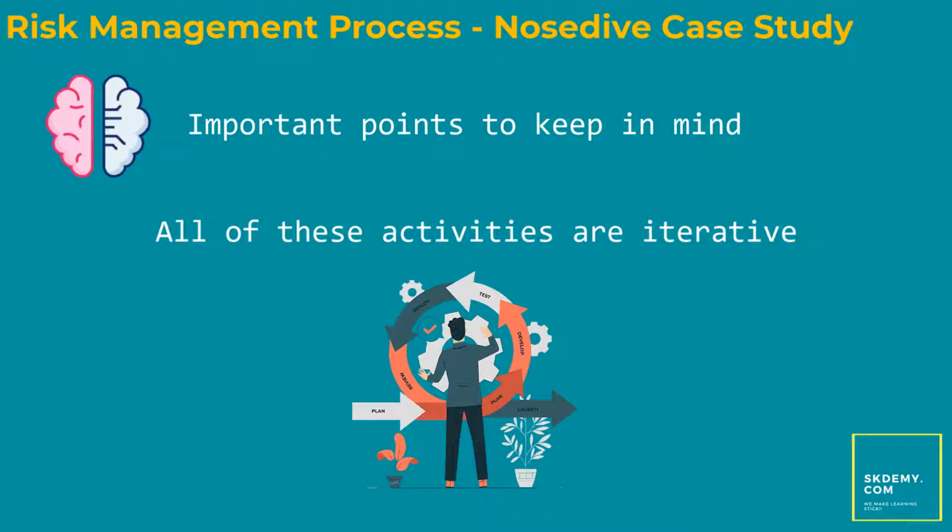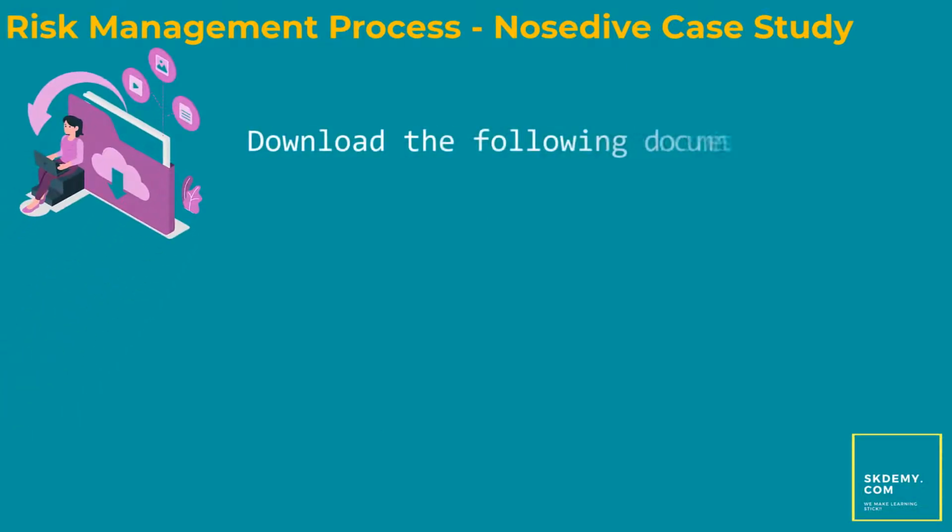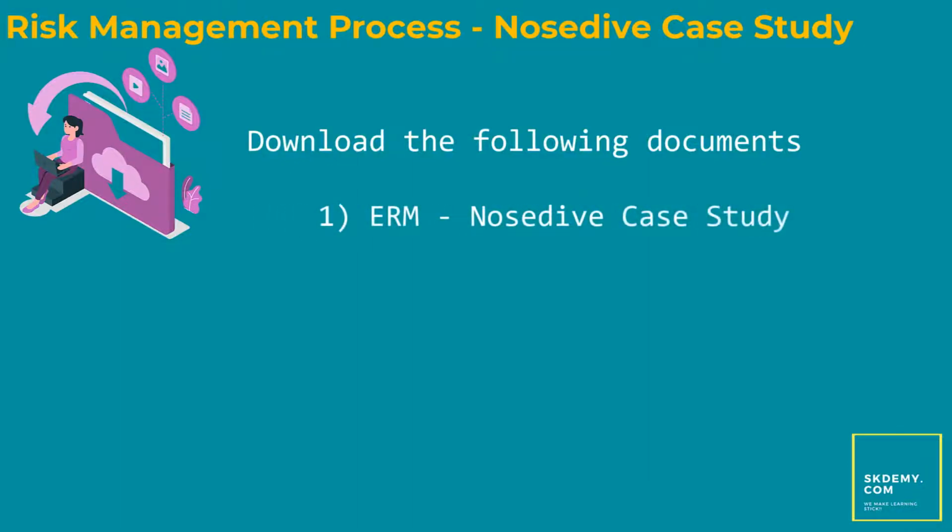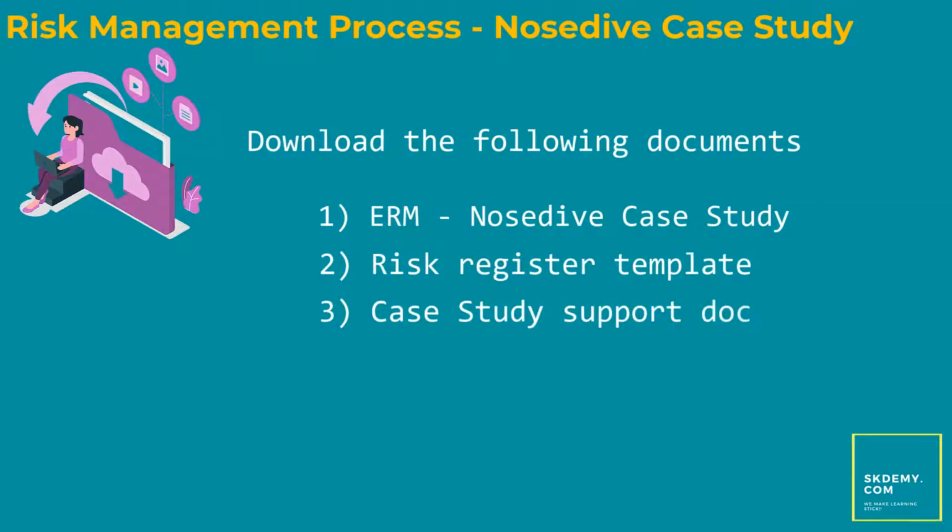We will go through the above iterative activities with the help of a simple case study based on our fictional organization Nosedive. You may want to download the case study documents from the lesson resources before moving ahead with this lesson. The documents are: number 1, ERM Nosedive case study; 2, risk register template; and 3, case study support doc. We will discuss the use of all 3 docs while we are going through the above activities. Okay, let's go.